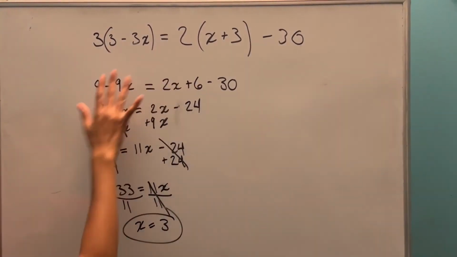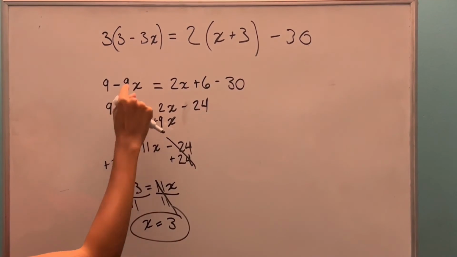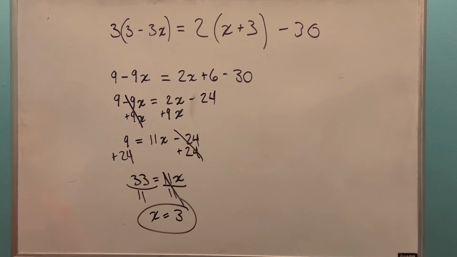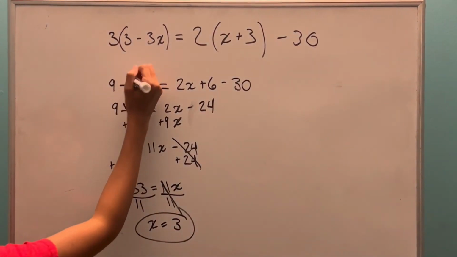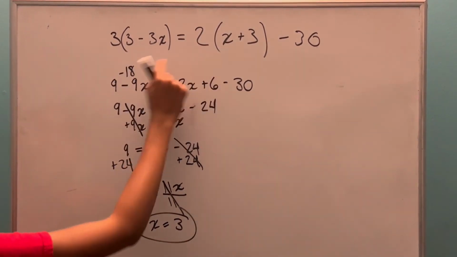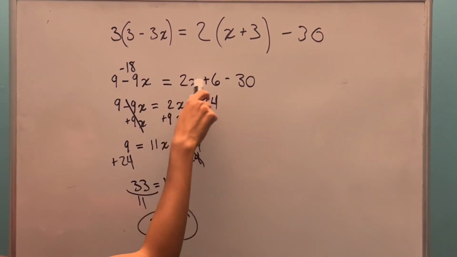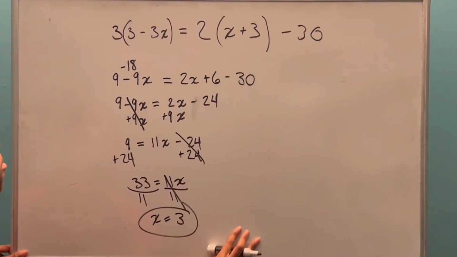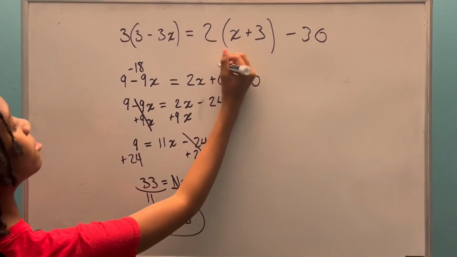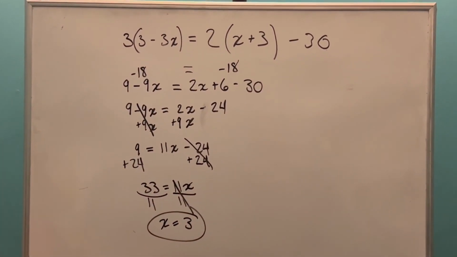A way to check it is to substitute 3 for x. We're not going to work with this; we're going to look at what we distributed to check. 9 times 3, because this is what x is, is 27. 9 minus 27 is negative 18. That's what we got on this side, so we should get negative 18 over here. 2 times 3 equals 6. 6 plus 6 is 12. 12 minus 30 equals negative 18. So x equals 3, since they both equal the same thing. Ta-da!